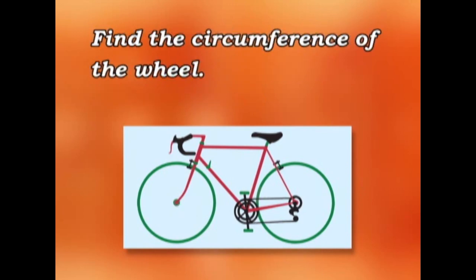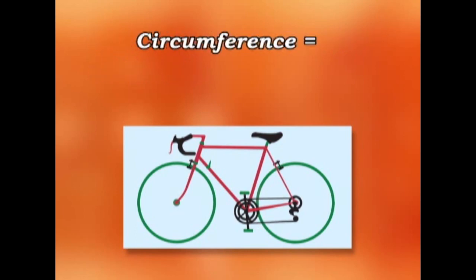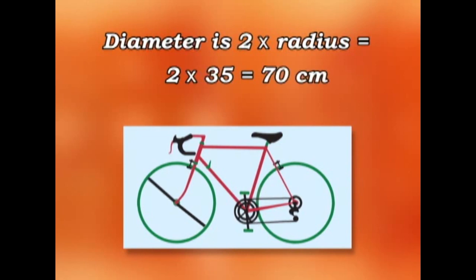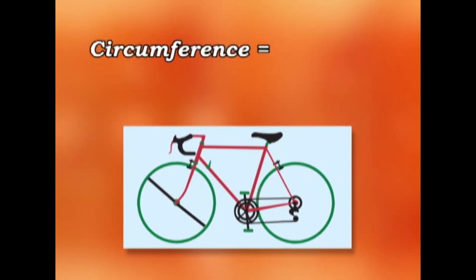In order to do this, we have to find the circumference of the wheel. Remember, circumference equals diameter times pi. Diameter is 2 times the radius, and we already know that the radius, or spoke, is 35 centimeters long. So 2 times 35 equals 70. The circumference equals 70 times pi.